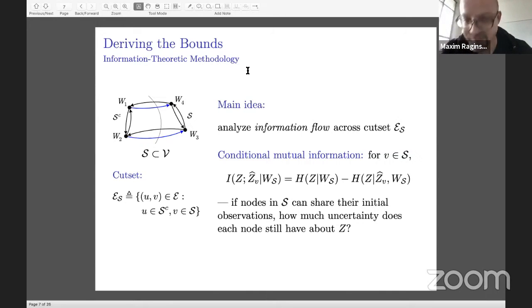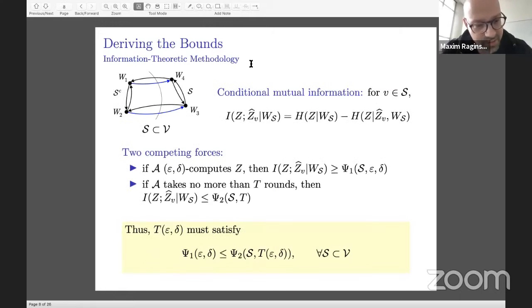So if nodes in S can somehow gain perfect knowledge of all the inputs indexed by the nodes in S, how much information do they still need to get in order to pin down the value of the function? And we're going to consider this for all possible choices of S and all possible nodes V in S. So this conditional mutual information essentially captures two competing effects.